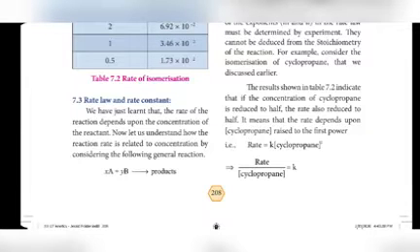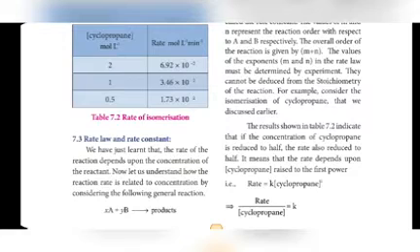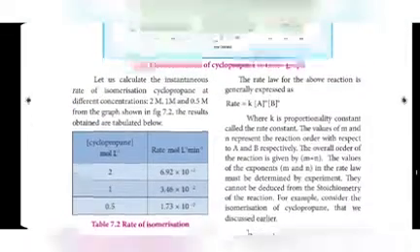Continue this topic, rate law and rate constant. Rate law means rate is directly proportional to initial concentration of reactant. For example, for this reaction we can write the reaction. So we just learned that rate of the reaction depends upon the concentration of reactant. Now let us understand how the reaction rate is related to concentration by considering the following general equation.